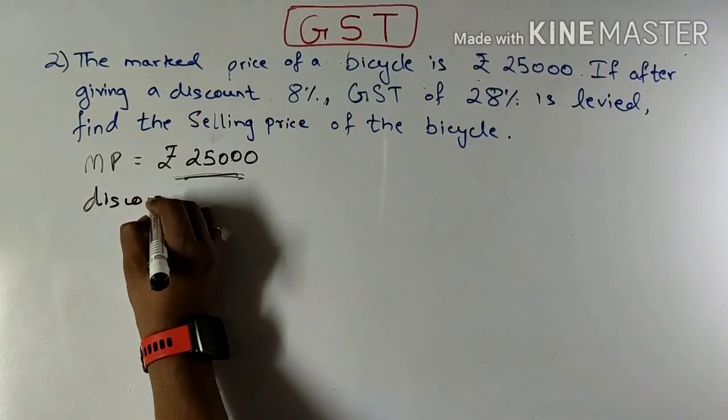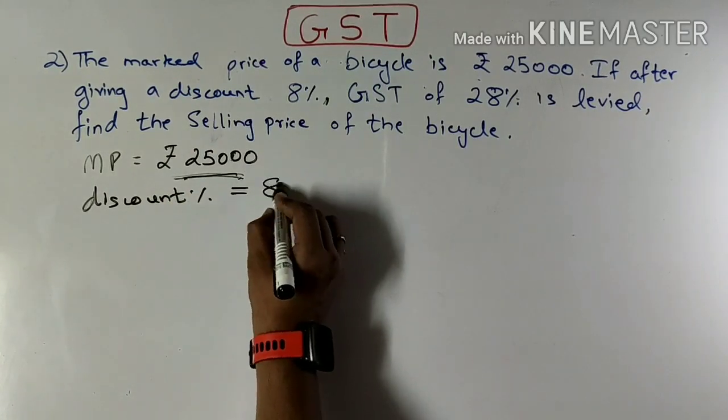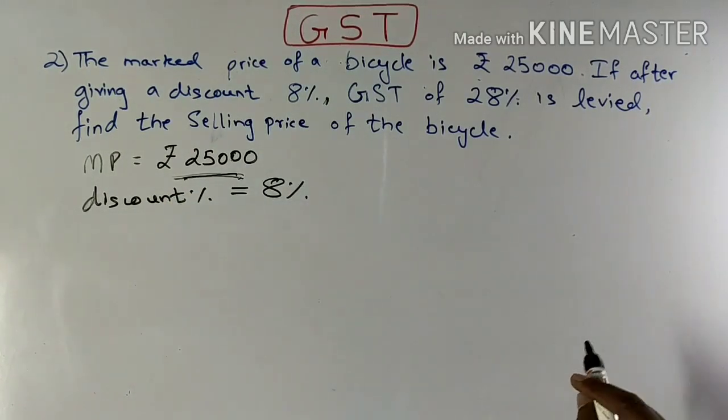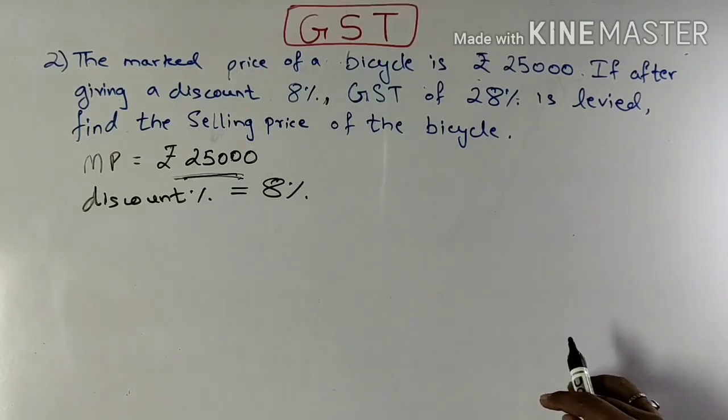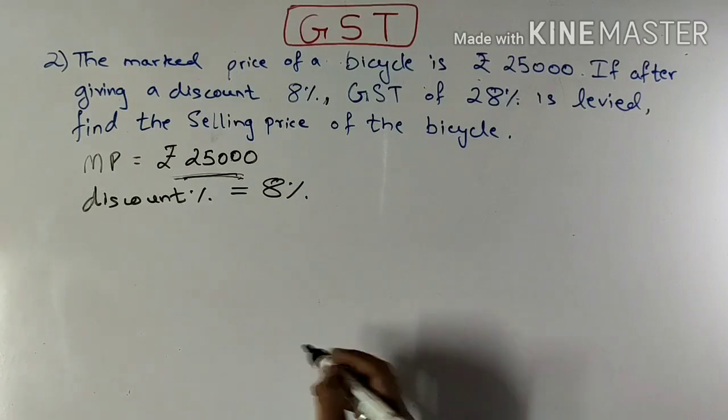So I write discount percent, which is 8%. So we'll need to find how much is the discount. So how do we find what is the discount?